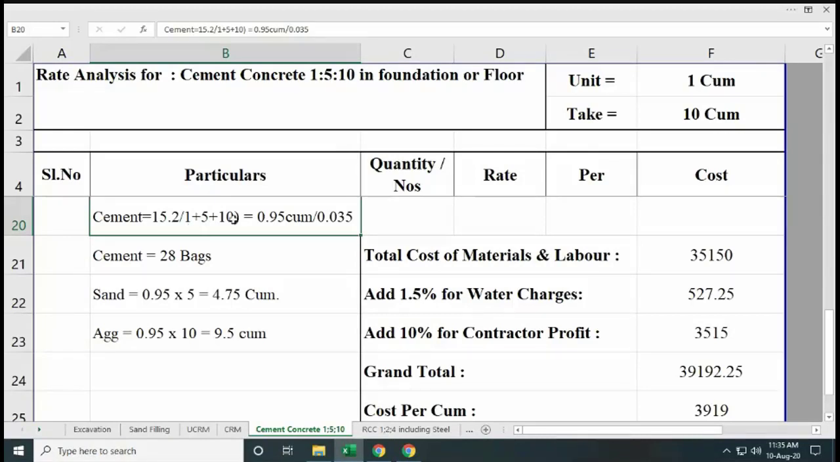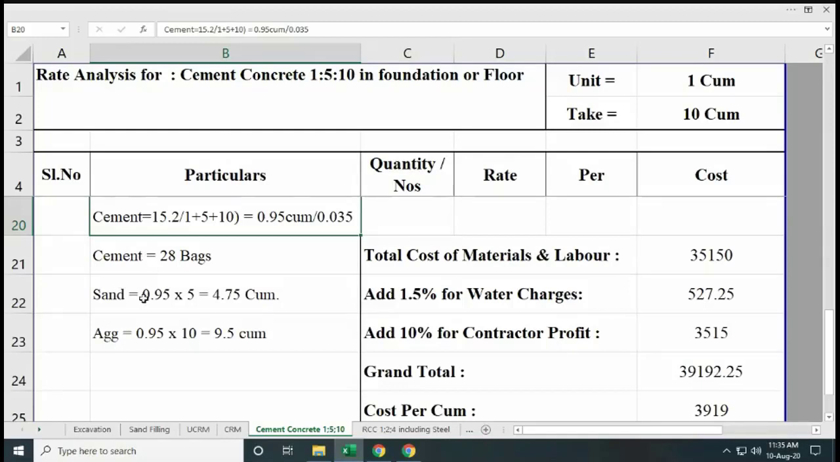Therefore, 1 plus 5 plus 10, it will be 0.95 cubic meters, divided by 0.03. This is in cubic meters. So to convert it back, we divide it by 0.035. You require 28 bags of cement.